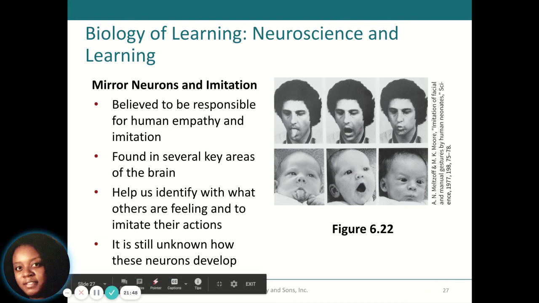And that's everything you need to know about the learning unit. Please make sure that you also read the chapter.